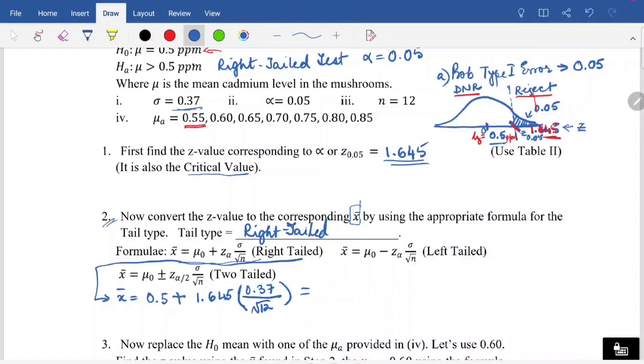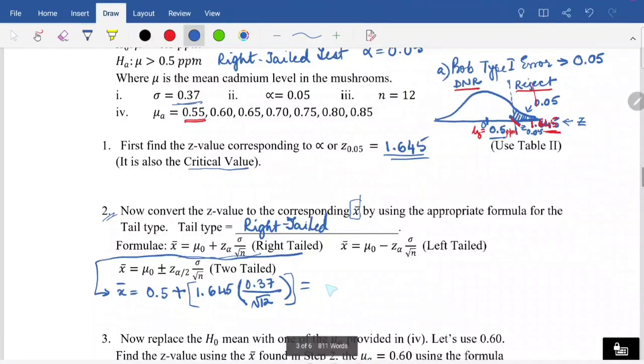So when you solve this, let me just do the calculation here. You have to perform this calculation first and then add it to 0.5. Make sure you follow the PEMDAS rules. So we will have 0.5 plus 0.1757. That's the value after we calculate 1.645 times sigma over square root over n, and we will end up with an approximate value of 0.676. So that's the ppm corresponding to the critical value of 1.645.